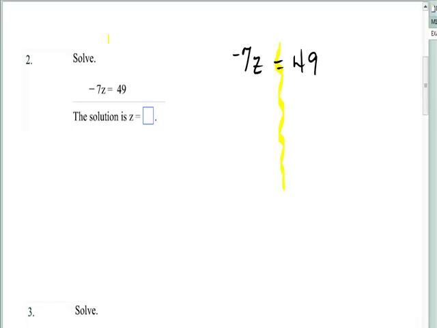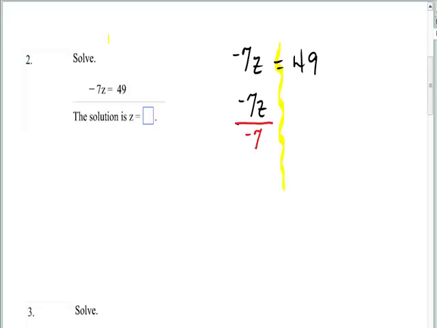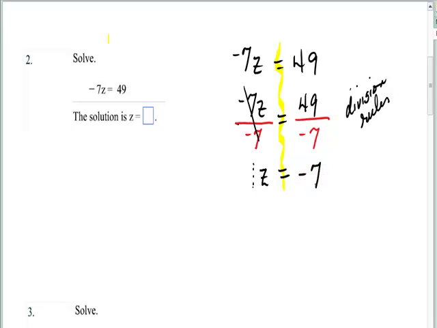What's the inverse of multiplication? Division. So I will take negative 7z and I will divide it by negative 7. Don't change the sign. Keep the sign identical. Equals 49, and you'll need to do the same thing, divided by negative 7. Negative 7 divided by negative 7 is implied 1. Z is equal to, now use your division rules. The division rules say if the signs are alike, you get a positive. If the signs are different, you get a negative. So I get negative 7. Z is negative 7.